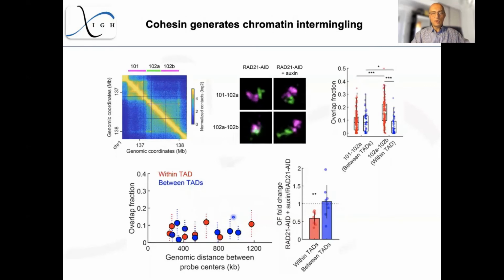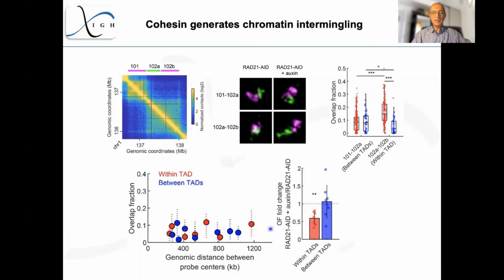If you now look at the cohesin, on the other hand, and you deplete cohesin, now if you look at the same probes that are between TADs, they are not intermingling like they were doing with CTCF. Instead, the difference is seen for probes within the same TAD that normally intermingle, but they intermingle much less when you deplete cohesin. And this leads us to think that basically cohesin is normally generating contacts within TADs. And so when you lose it, you lose this intermingling within TADs.